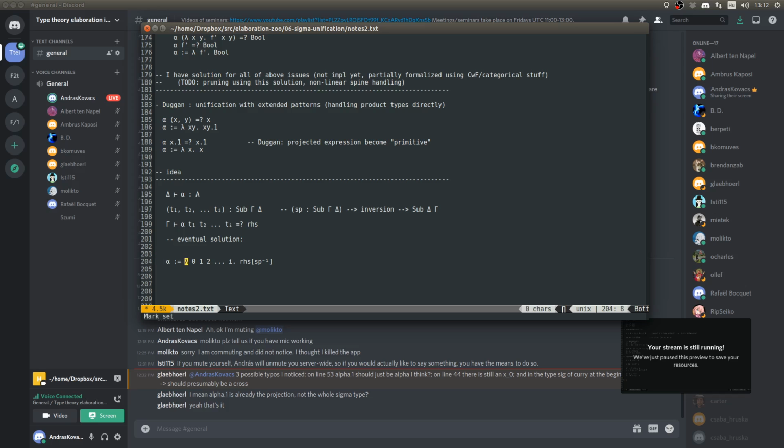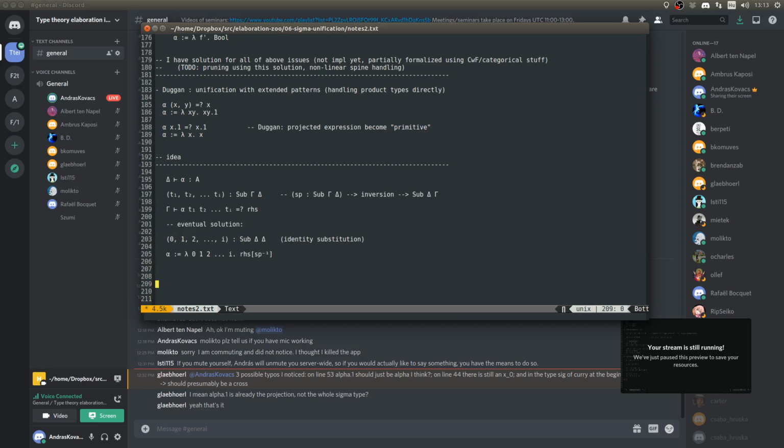Okay, so every solution looks like this, and if you look at this spine, then it looks like an identity substitution from delta to delta. So if we write out this using De Bruijn levels, then this is nothing but the identity substitution from delta to delta. Here I'm not giving the formal account of this solution, but just trying to give some intuition.